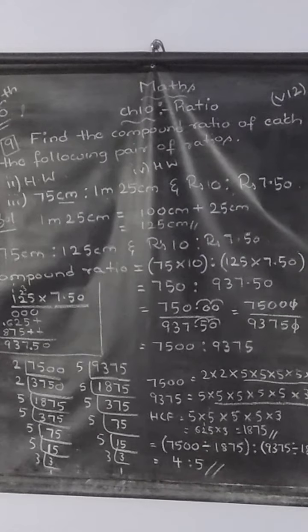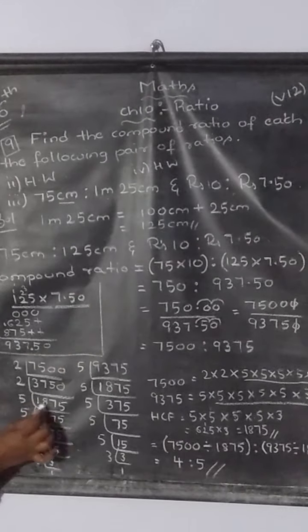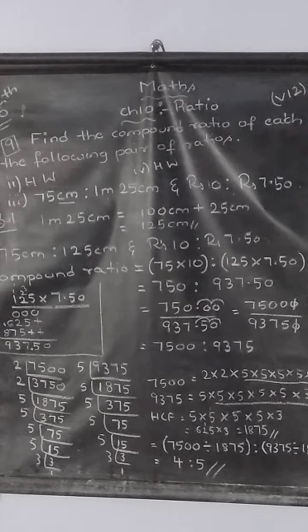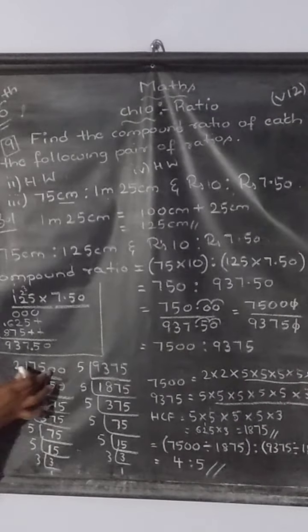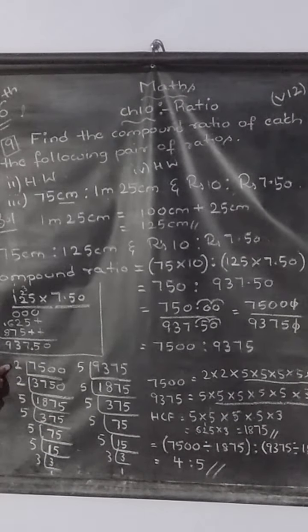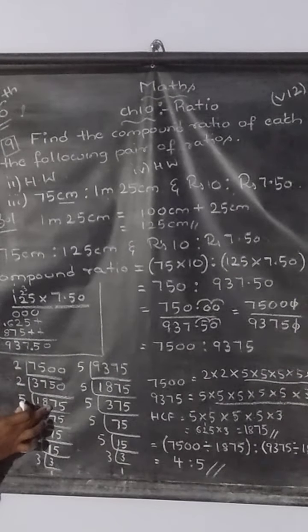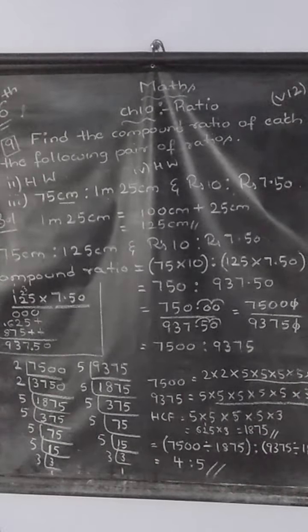Have you understood children how I have written? See, 1875 is there here. Correct? After how much if you multiply to this one, you will get 7500. See, 2 2s are 4. If I divide by 2, I am getting this one. Again by dividing by 2, I am getting this one. So this into 4 will give you 7500.